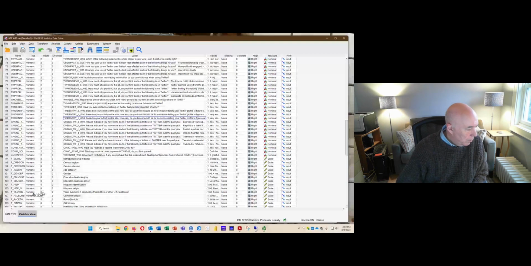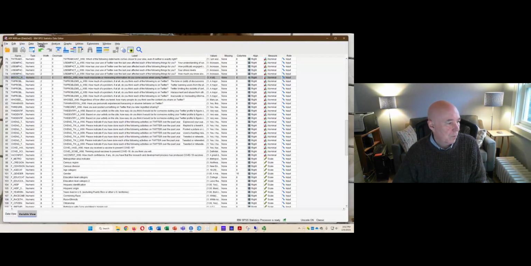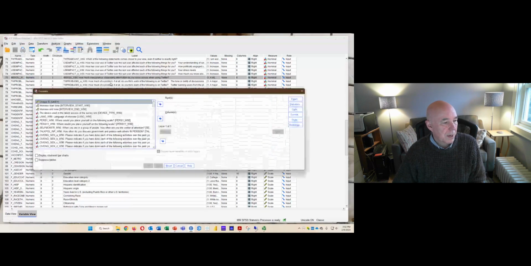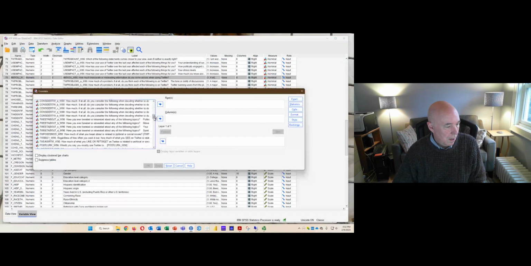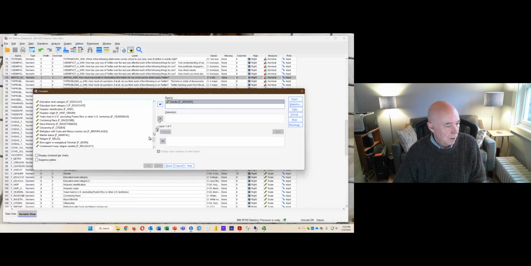The variable that we're going to use was this one. This is how much inaccurate or misleading information do you come across when using Twitter. So we're going to use that variable, and we're going to look at it divided by men and women. We're going to go to Analyze, Descriptive Stats, and in this case, we're going to use Crosstabs. In the rows, use the gender variable. I looked this up, this is the variable that you want to use.